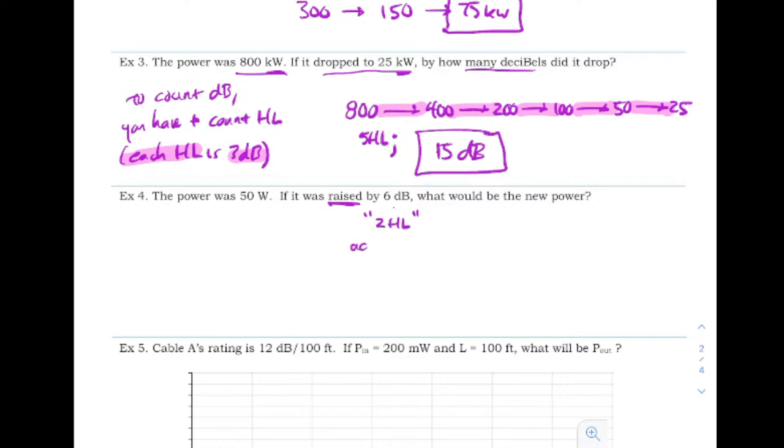So I'm going to say here, actually, can I say double lives? I've never heard that said ever in my life. 2 double lives? I don't know what you say. 2 half-lives backwards. So you end at 50 is the point. Before you were 50, you were 100. That was 1 half-life ago. And before you were 100, you were 200. That was 2 half-lives ago, which was 6 decibels ago. And so here's your answer, 200 watts.